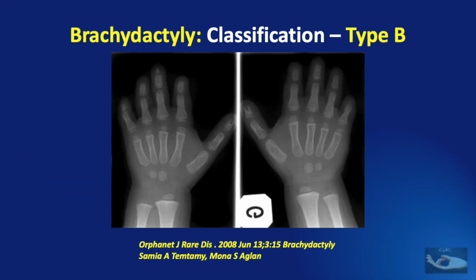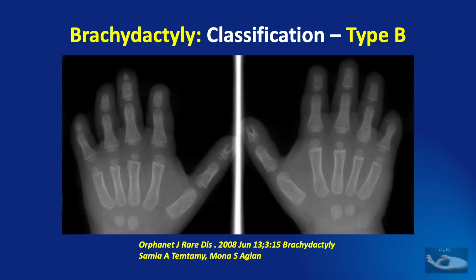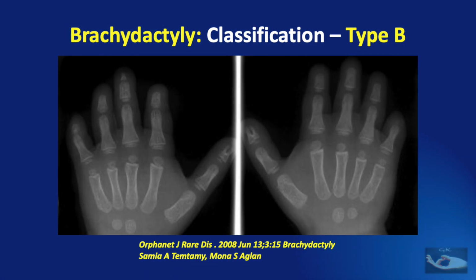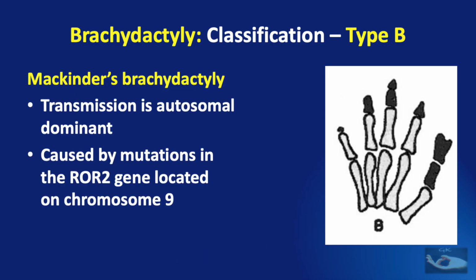X-ray of a 2-year-old child showing brachydactyly type B. Here there is agenesis of the distal phalanges and hypoplastic middle phalanx of the second, fourth and fifth digit, hypoplasia on the right side and agenesis on the left side of the distal phalanx of the middle finger, and bifid distal phalanx of the thumbs. The transmission of type B brachydactyly is autosomal dominant and is caused by mutations in the ROR2 gene located on chromosome 9.